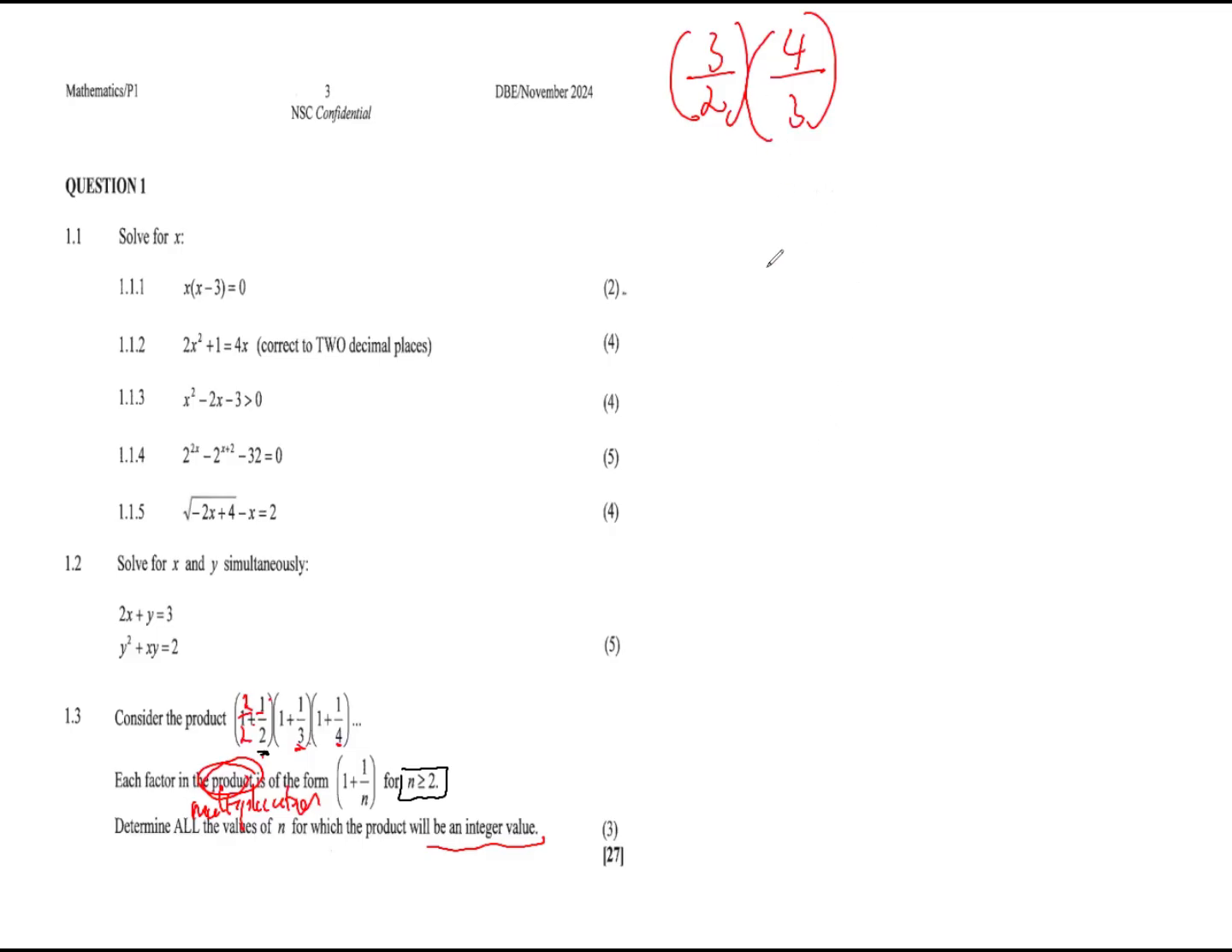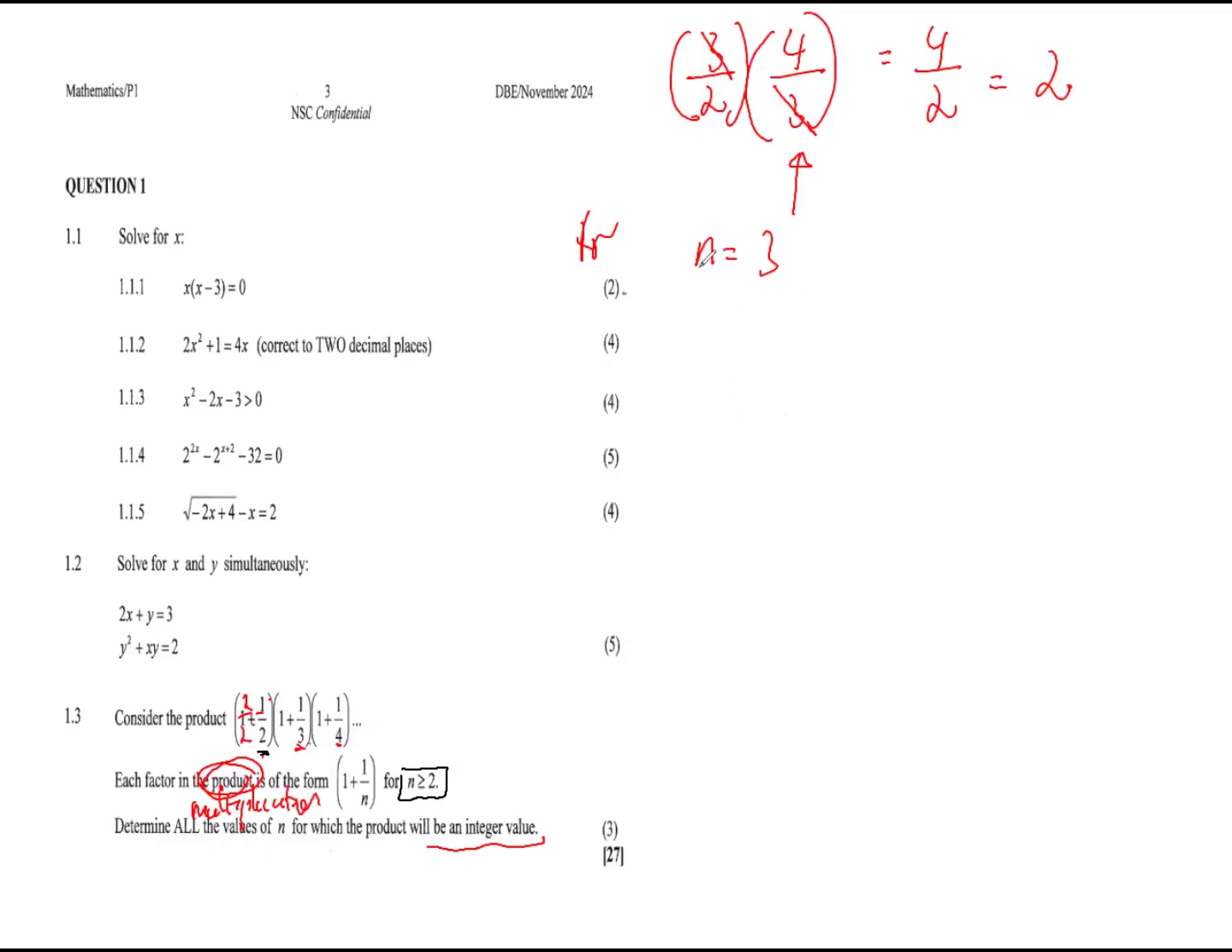So this is that, and this is that. Cancel that, and then this will give us 4 over 2, which is equal to 2, an integer value, right? But then, this happens when our n here is equal to what? This happens when our n value is equal to 3. So this is 4, n is equal to 3.